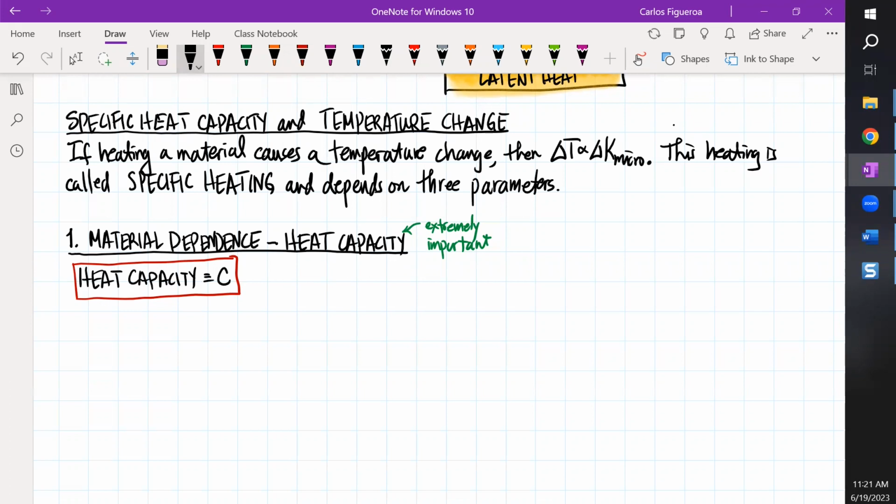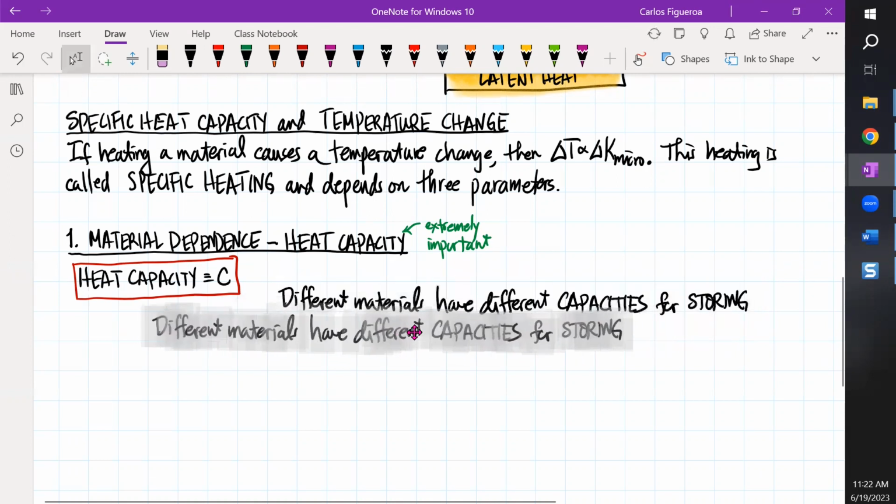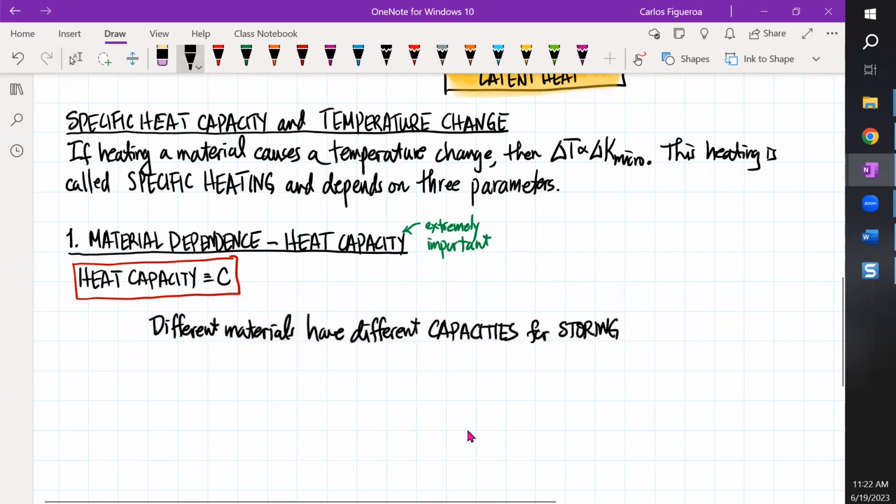So when we say the word heat capacity, we say this: different materials have different capacities for storing internal energy.